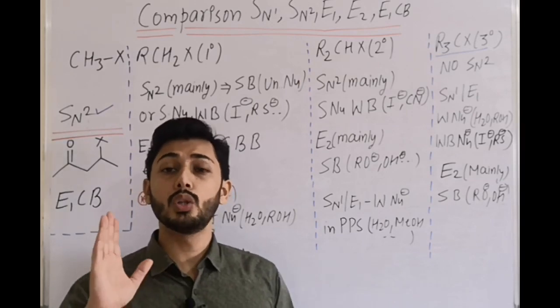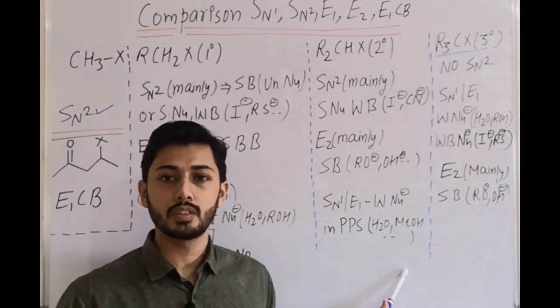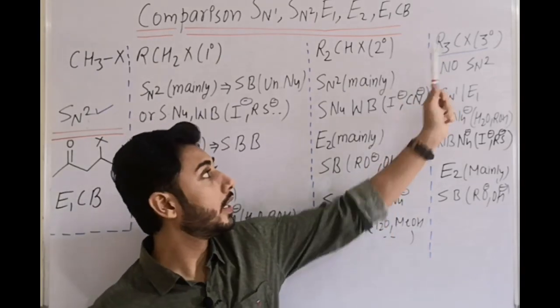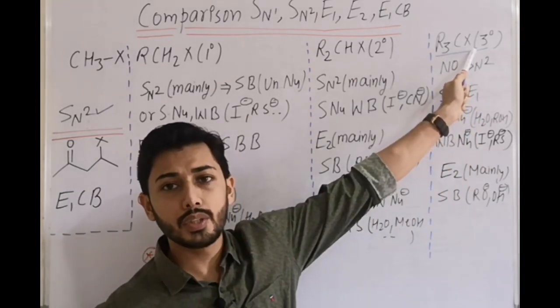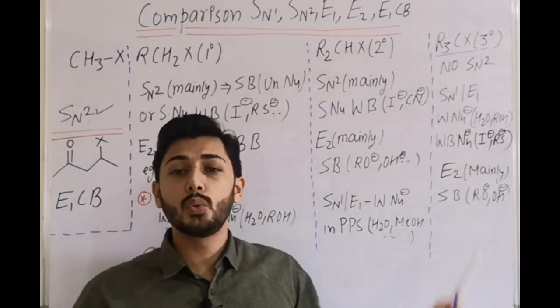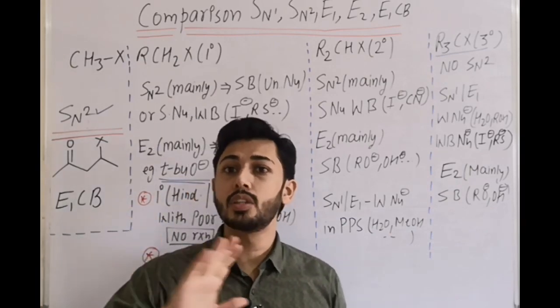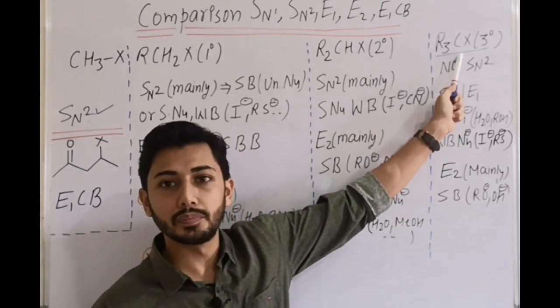In that case, although slow, the reaction which is SN1 and E1 takes place with secondary alkyl halide. Clear? Then the last column is tertiary alkyl halide, R3CX. No SN2 reaction is possible with tertiary. First thing, with CH3X only SN2; with tertiary alkyl halide no SN2.